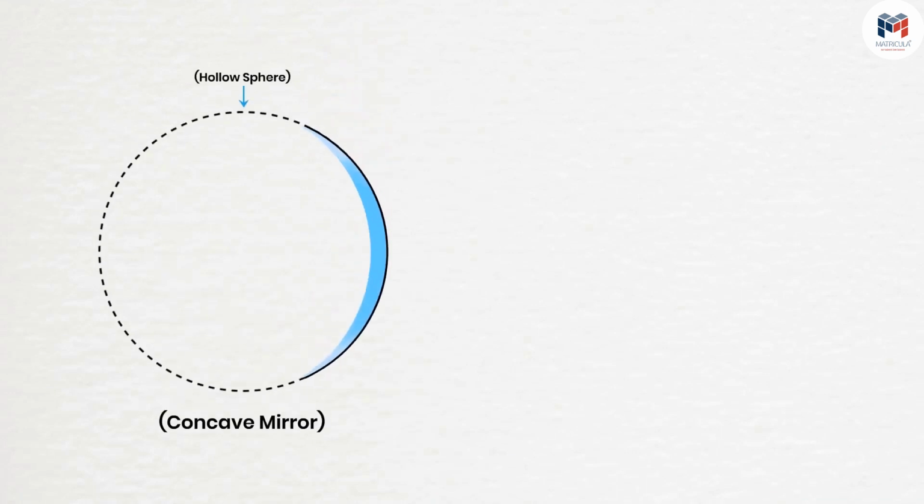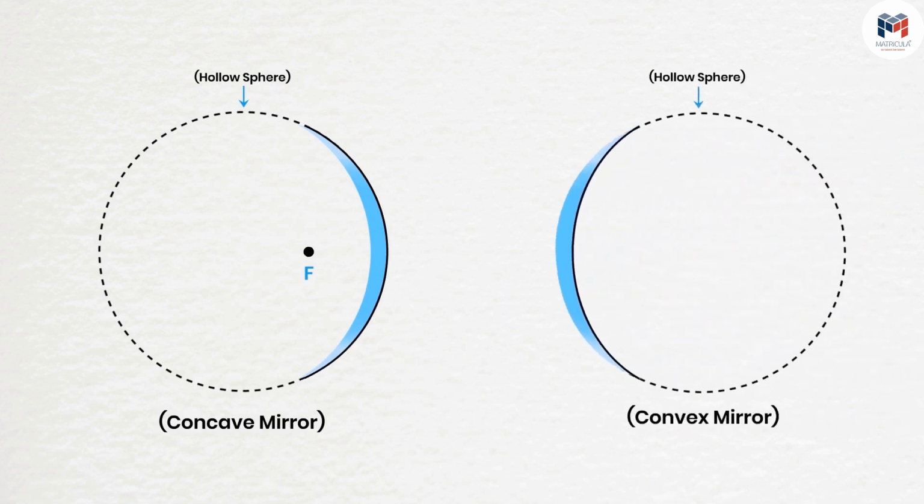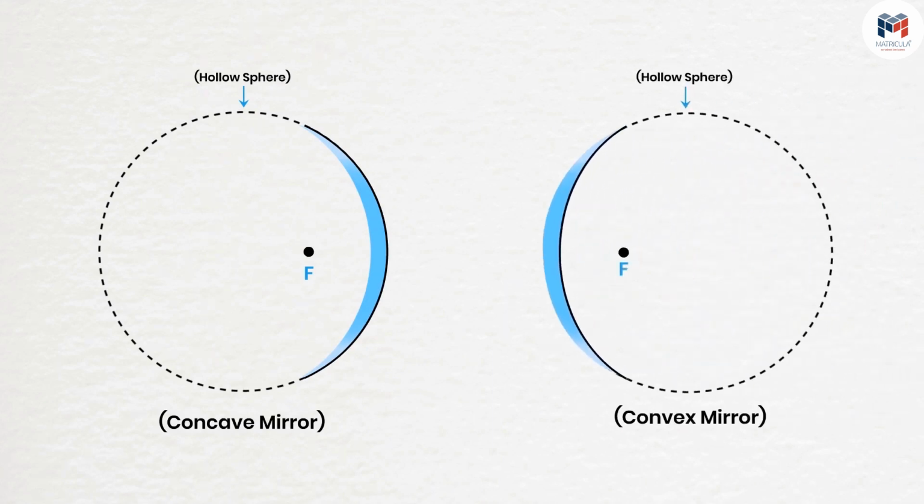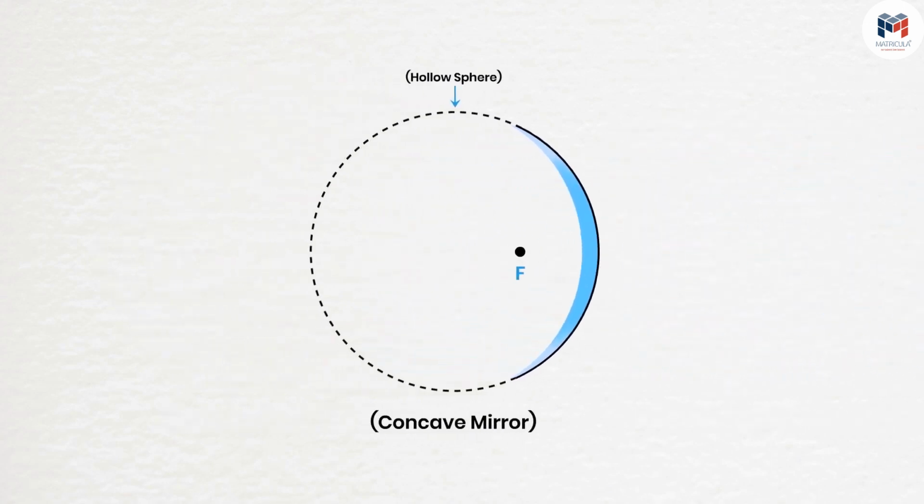Another interesting fact about spherical mirrors is that in the case of concave mirrors, the focus lies in front of the mirror, while in the case of convex mirrors, the focus lies behind the mirror. As we know, a spherical mirror is part of a sphere and every sphere has a center. This center is known as the center of curvature of that spherical mirror.